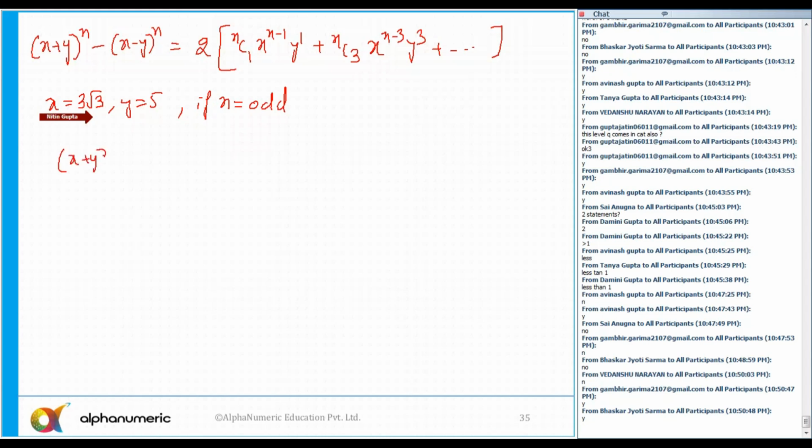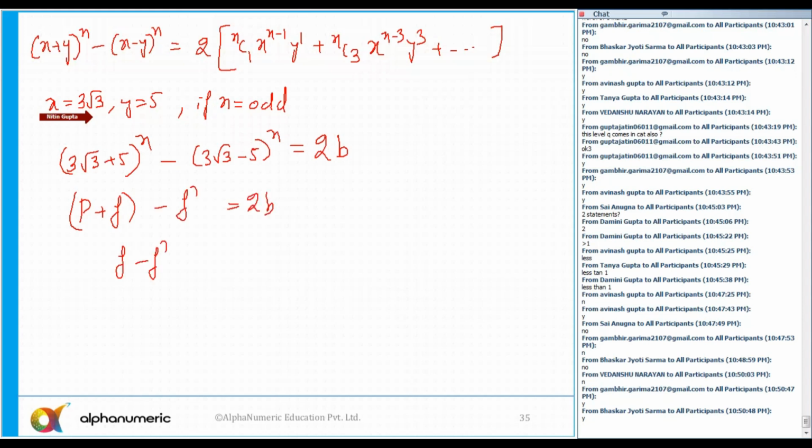So I can say that (3 root 3 plus 5) raised to power n minus (3 root 3 minus 5) raised to power n is nothing but 2 times an integer. Is that clear to all of you? If n is odd, then this is true here, and this is equal to p plus f, minus f dash, which is equal to 2b. So I'm getting f minus f dash equal to 2b minus p. And f minus f dash has to be an integer: 2b is an integer, p is an integer, so it is an integer.